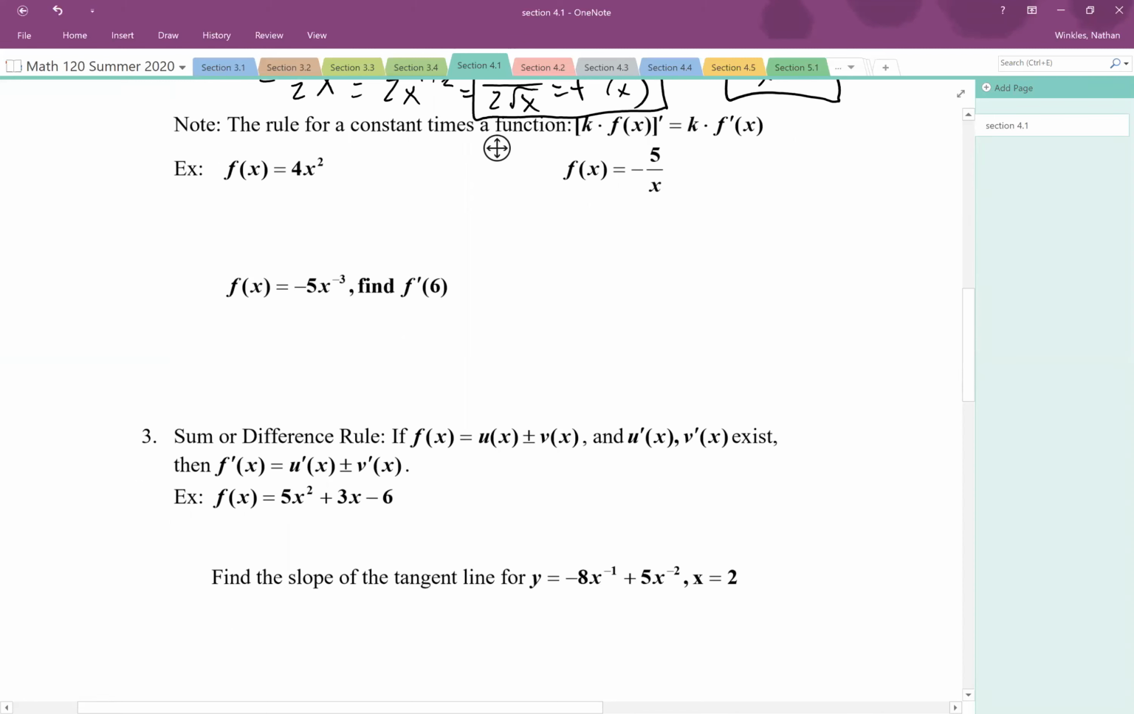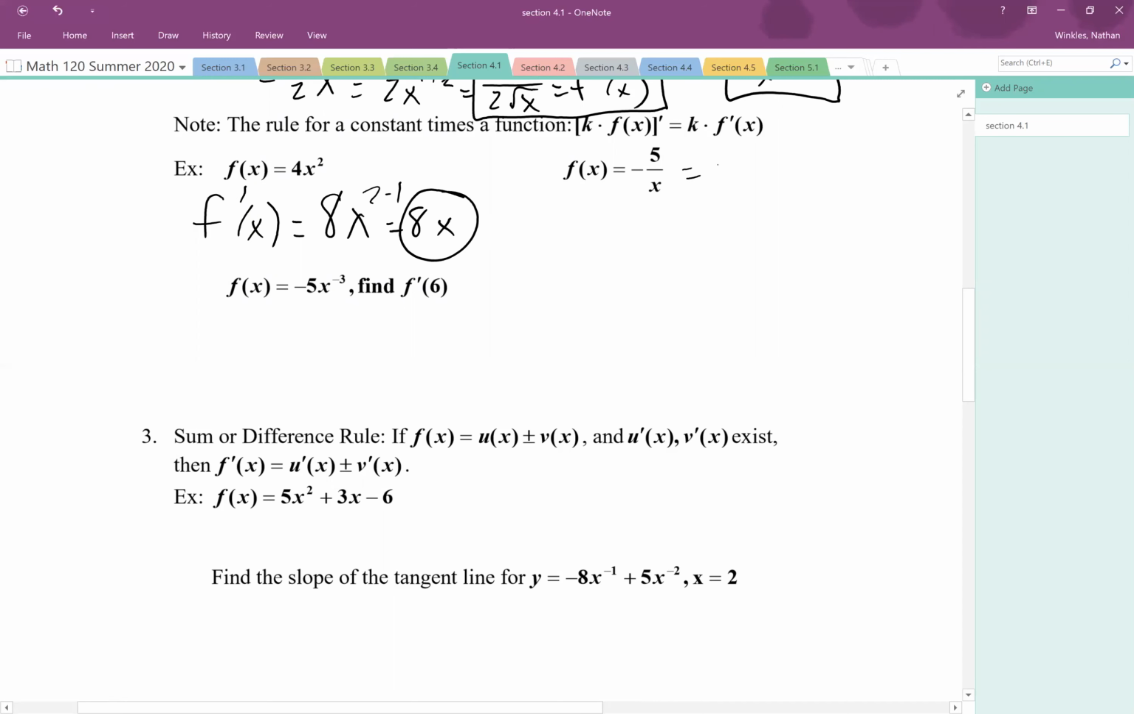The next thing we can talk about is the rule for a constant times a function. So if you have k times f of x and you're taking its derivative, k is a constant, it's a number. So it's just a constant times the derivative of our function would be our answer in that case. So our first one here, f of x equals 4x squared. This would give us f prime of x is equal to 8x to the first, or 8x to the 2 minus 1, which is still just 8x.